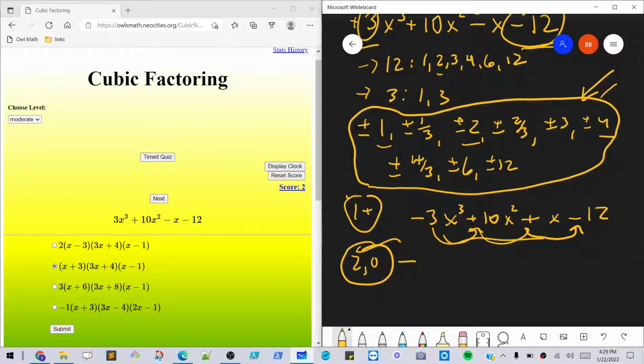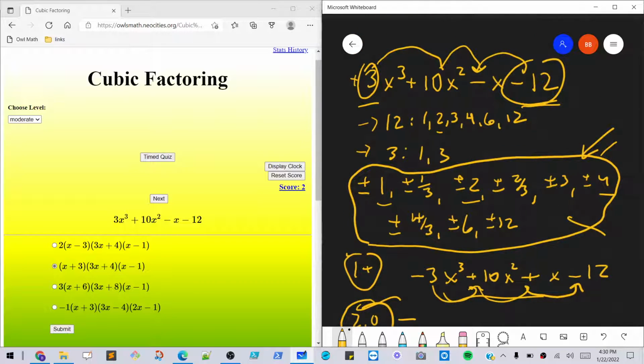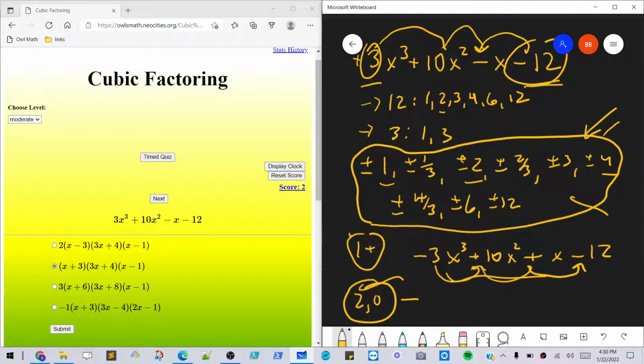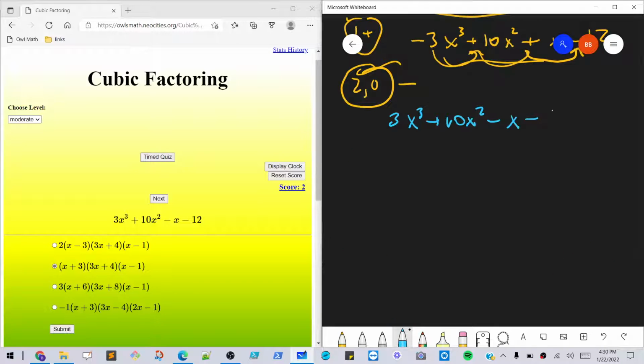Anyway, what I usually do to avoid guessing and checking this full list is I go for the easy stuff. I'm going to try 1, 2, and maybe avoid the fractions if I can help it. So let's start. I'm going to rewrite this equation down here just so I get some room to work with. We'll call this our f of x.